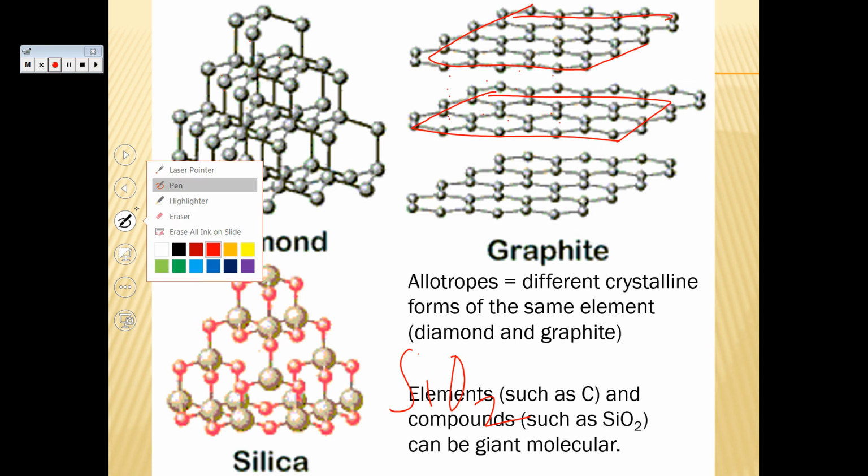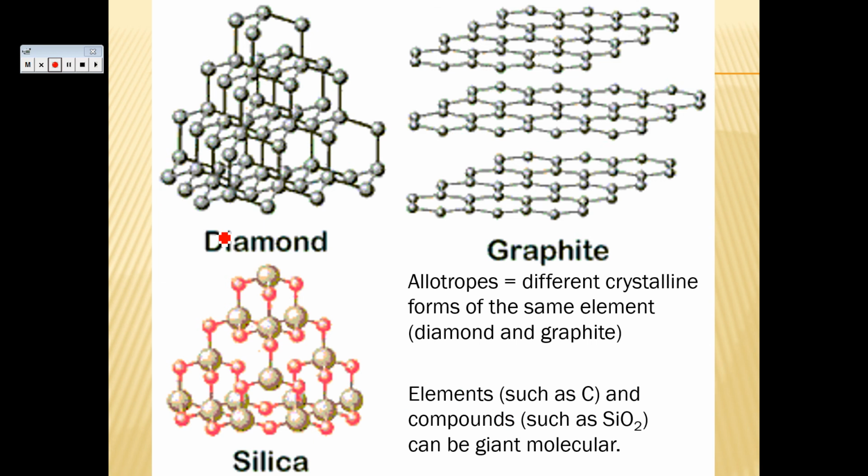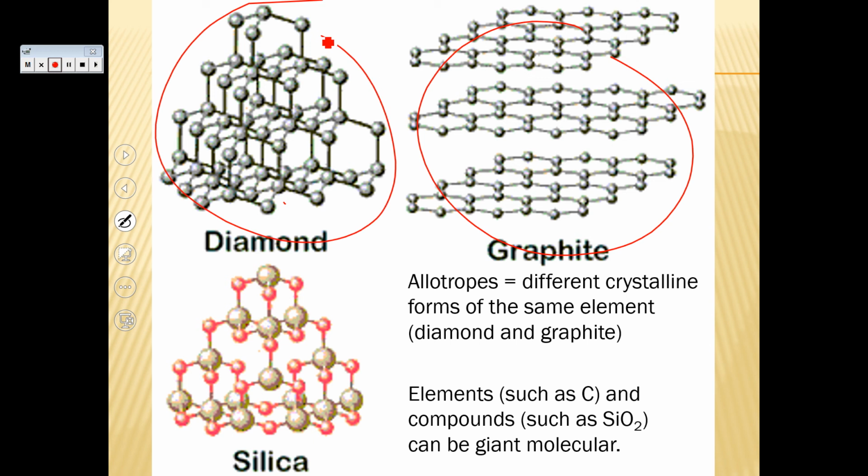Remember that an allotrope is a different crystalline form of the same element. So carbon graphite and carbon diamond are examples of allotropes. They're made up of the same element, carbon, but they are arranged differently, and that arrangement gives them different structures. Elements such as carbon and compounds such as SiO2 can be giant molecular structures.